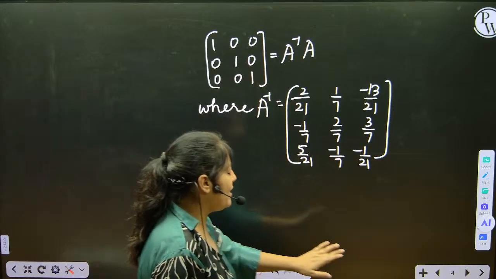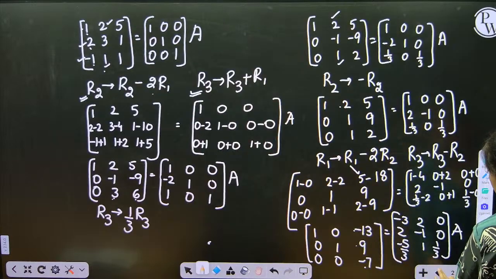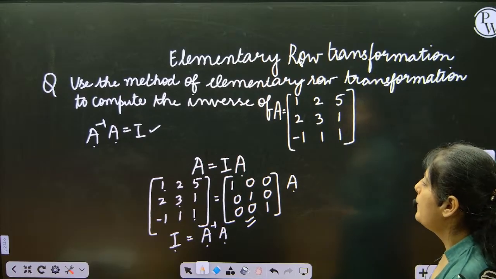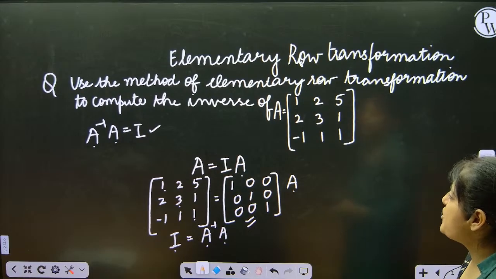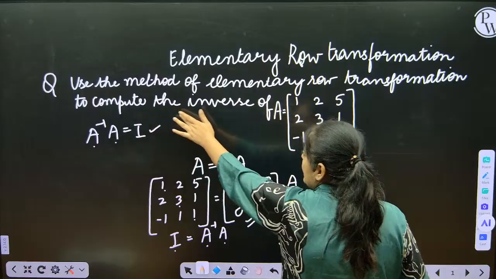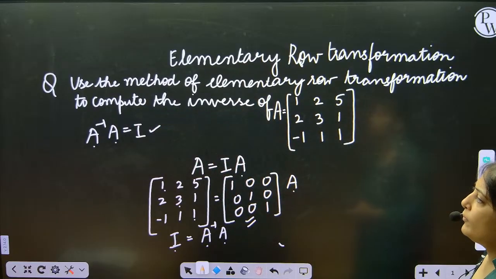So just write it once, then I'll explain it once more from the beginning. Write it, then I'll explain once more. Quickly. Elementary row transformations I have applied. Why have we applied them? We have to find the inverse.